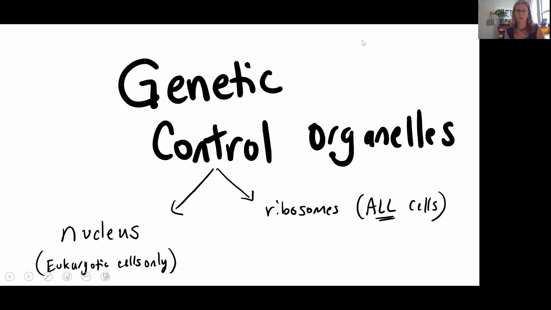There are 2 important organelles in this category. We have the nucleus, which of course is specific to eukaryotic cells. And then we have ribosomes, which are actually found across the board, universal to both prokaryotic and eukaryotic cells, but they do look different, whether it's a prokaryotic ribosome or a eukaryotic ribosome.